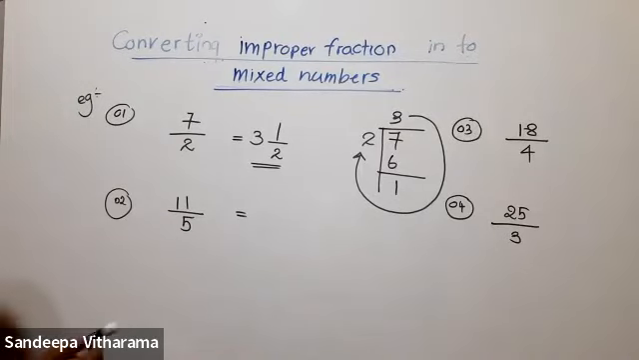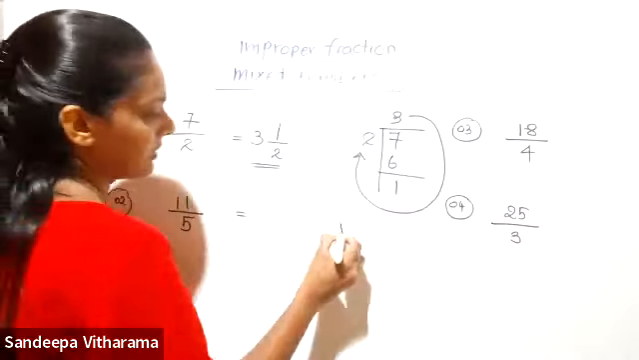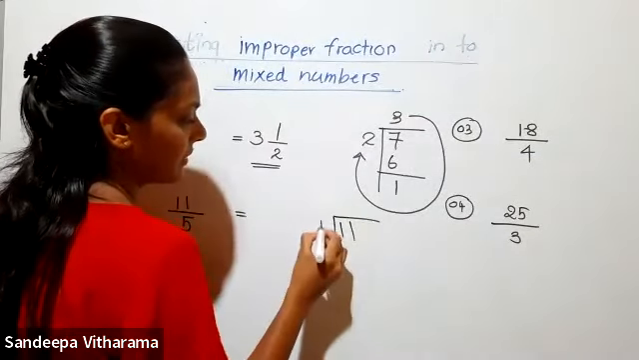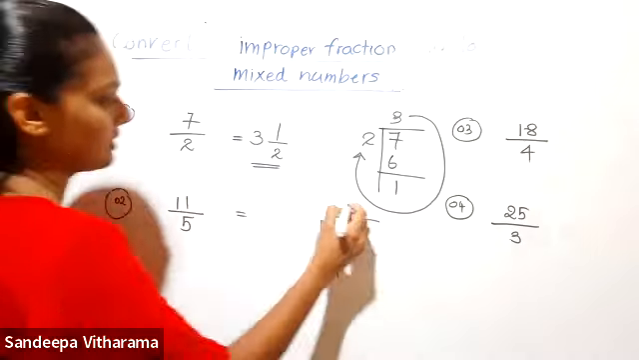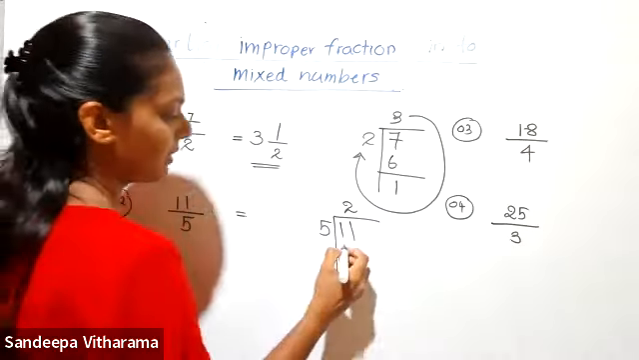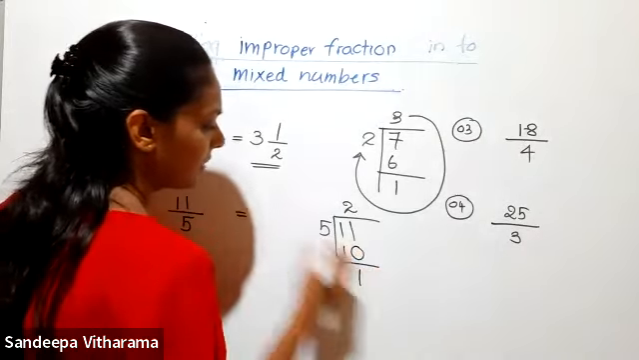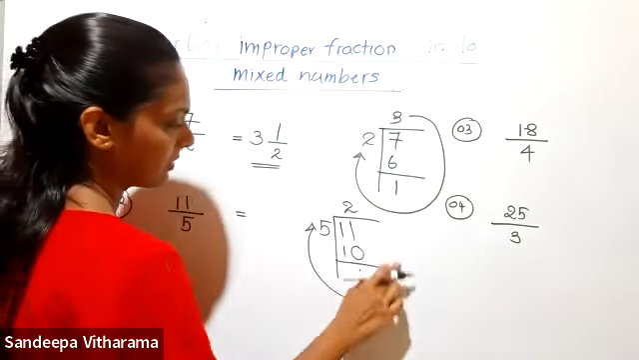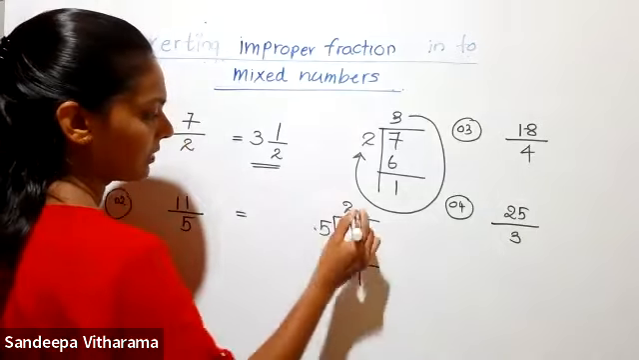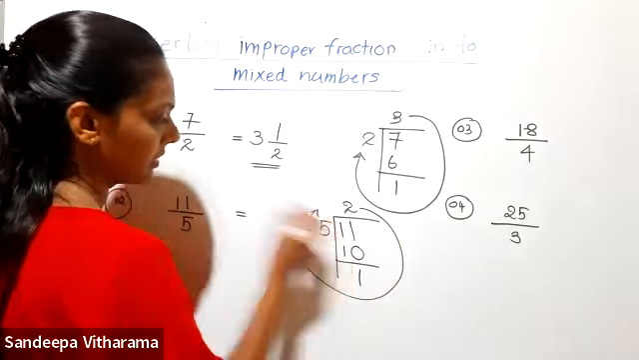Okay, Putesh, have you got the answers? Here, 11 is divided by 5. How many 5s are there within 11? It is 2. 2 into 5 is 10. Then 1 is remaining. Okay. Oh, sorry. I have to start from here.